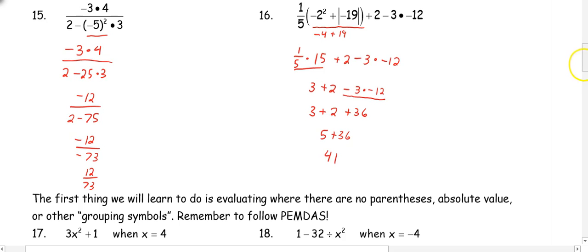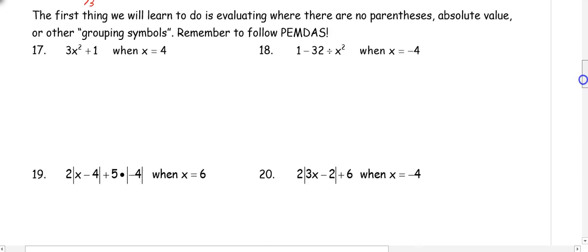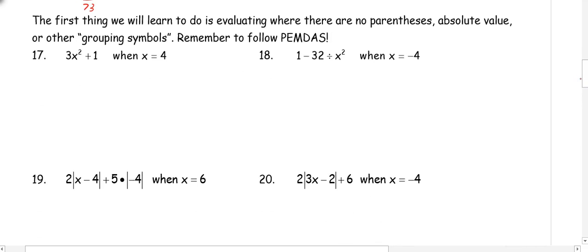Now, when we're evaluating, sometimes we're going to have problems that have a variable that they want us to substitute in for. So when we do that, remember that we need to use parentheses in order to substitute our values in. Remember that we need to follow PEMDAS. So in number 13, wherever we see an x, we're going to put in 4.